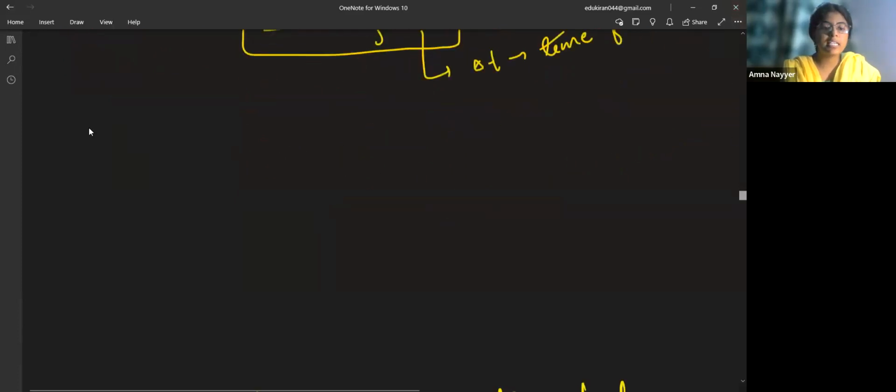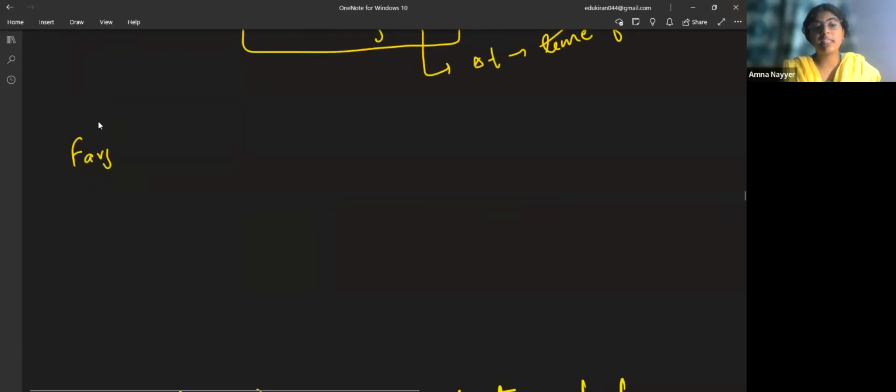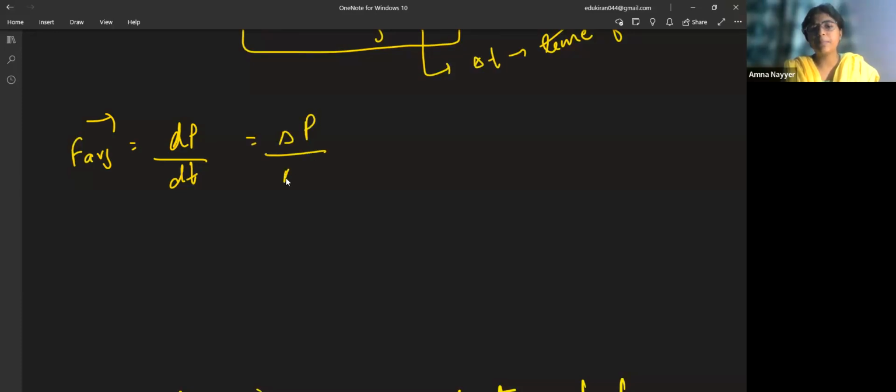Now forces. What is the average force? Average force we calculate as dp over dt, the rate of change of momentum, or you can take it as delta p over delta t also. You know when to use which formula. If you have a variable, or an exact time instant is given to you, you differentiate. If you have to find the average, that is, you have a beginning and a duration, you take this.